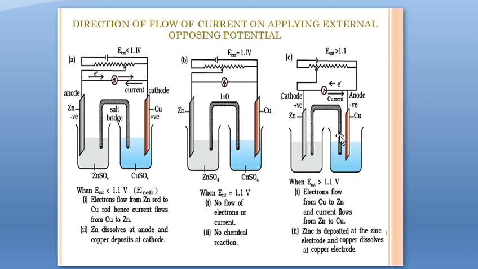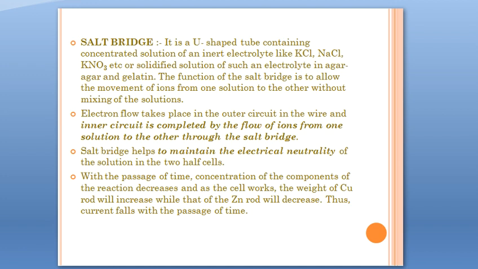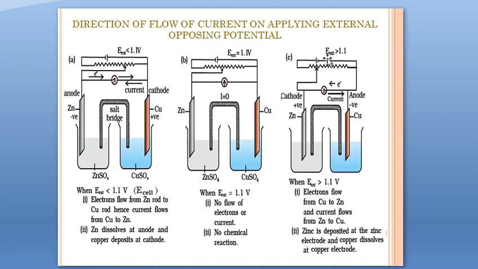Now, as we are constantly increasing this external opposing potential, we'll reach the point when E external will be greater than E cell. This is when we can revive the cell by applying and increasing external potential. जो हमारी cell dead हो गई थी, उसको हम revive कर सकते हैं if we apply an increasing external potential and it becomes greater than the E cell, then the cell starts functioning again.